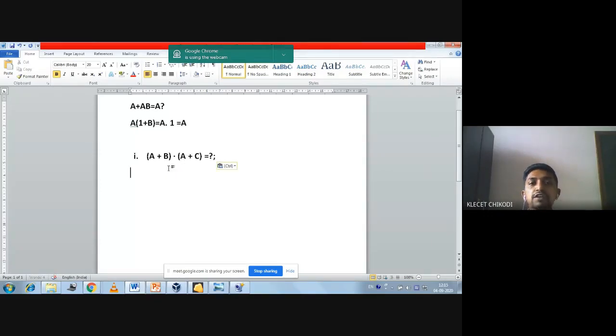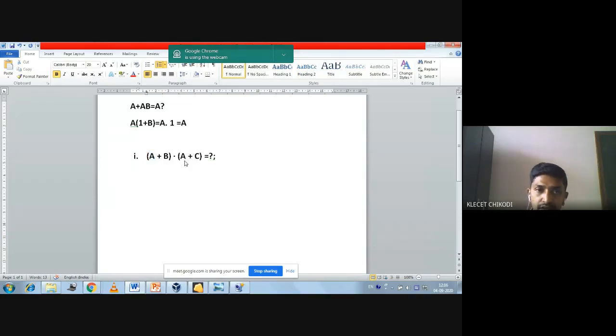(A + B)(A + C). Now what we have to do here? Multiply each variable with the other variable. We have to multiply this A with these two variables, like arithmetic multiplication only.